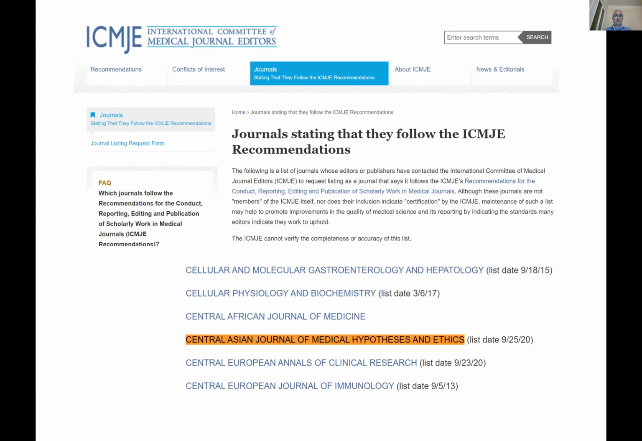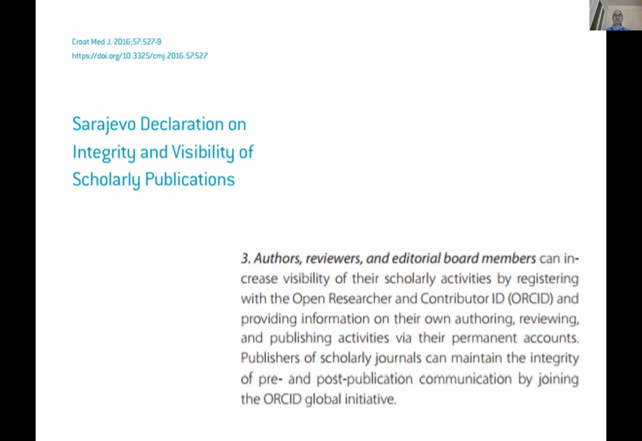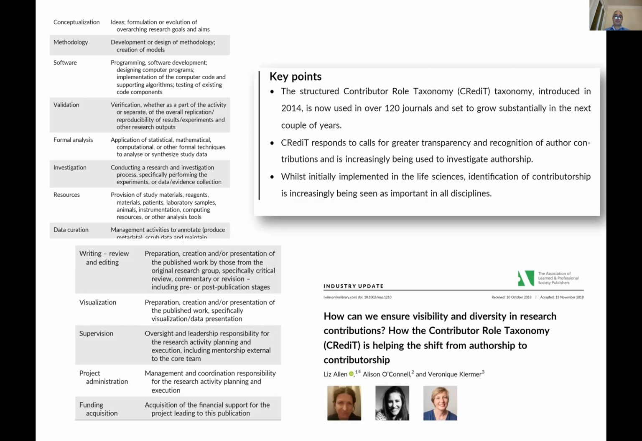Now, about the Sarajevo Declaration. This declaration was published in 2016, and now it's promoted by most Eastern European journals. The main message is to have ORCID IDs for all authors. Your journal editors should also have ORCID IDs. ORCID IDs should increase the visibility of individual authors, but there is also another initiative which was started in 2014, and an article published in 2018 in one of the top journals with an impact factor around 2, Leonid Publishing.